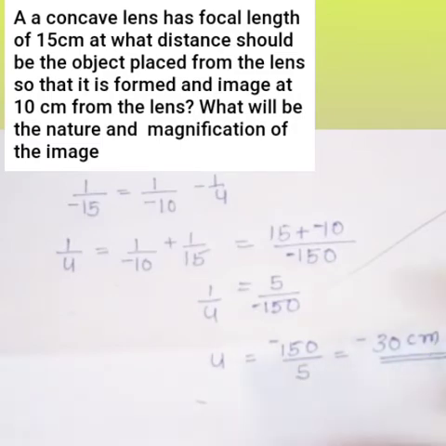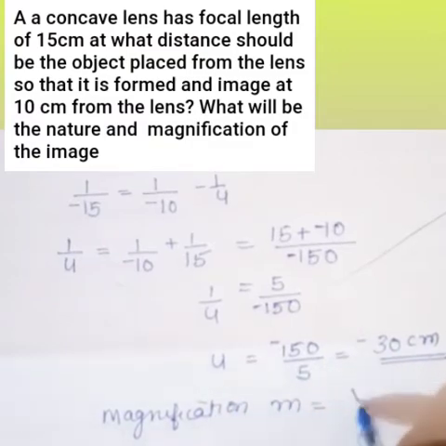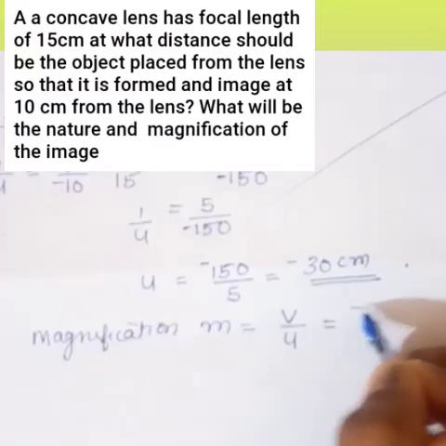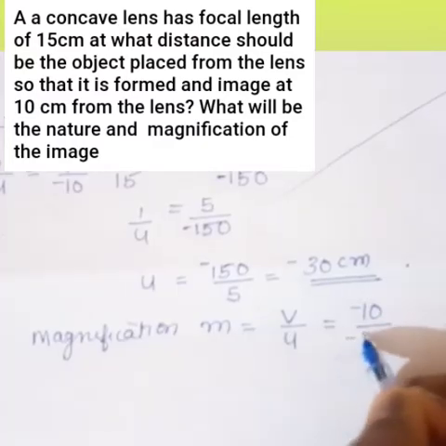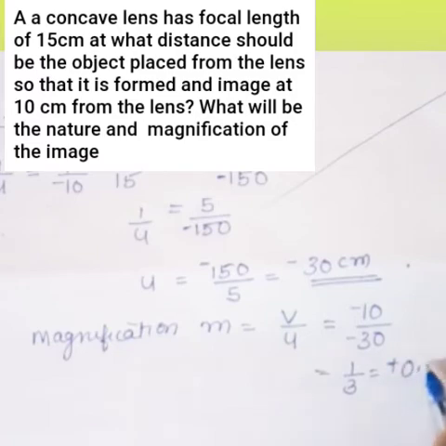Then next, you have to find out the magnification. So how can you find out magnification? Magnification m is equal to v by u. v is minus 10, divided by u, which is minus 30, which is equal to 1 by 3. 1 by 3 means a positive 0.333. The positive sign shows that the image is erect and virtual. The image is 1/3 of the size of the object.